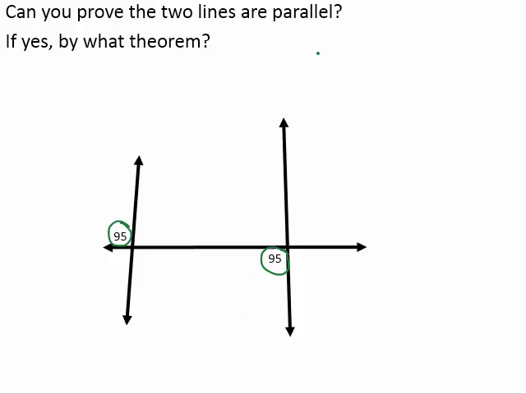So can we prove the two lines are parallel with just the information we're given? Not as of yet. Now, you could make it a little bit more tricky by finding the angle beside it. You remember linear pairs are supplementary, so 95 plus 85 would be 180 degrees. But in this case, 85 and 95 should be congruent. You notice they are not congruent. So again, no, you cannot prove the two lines are parallel.